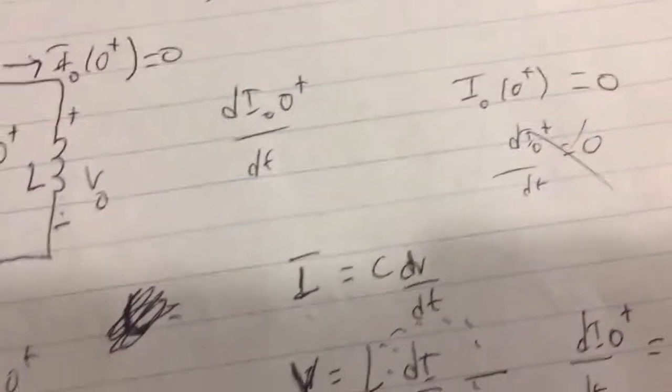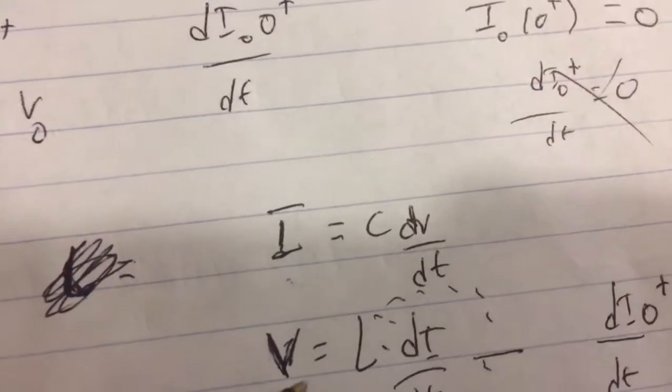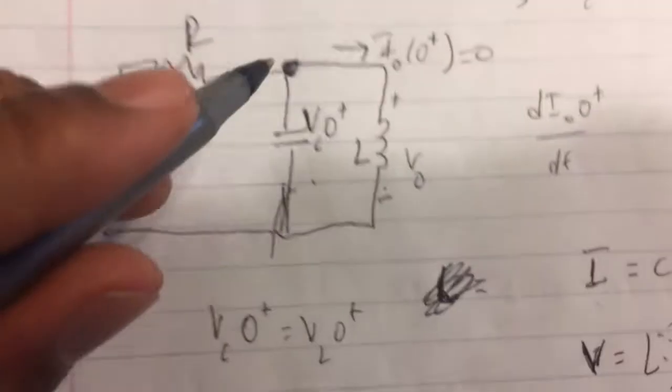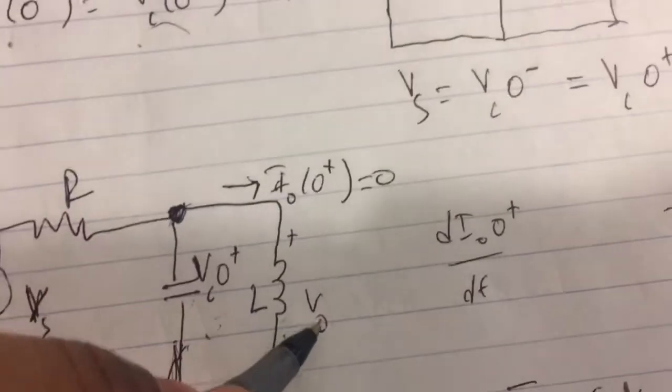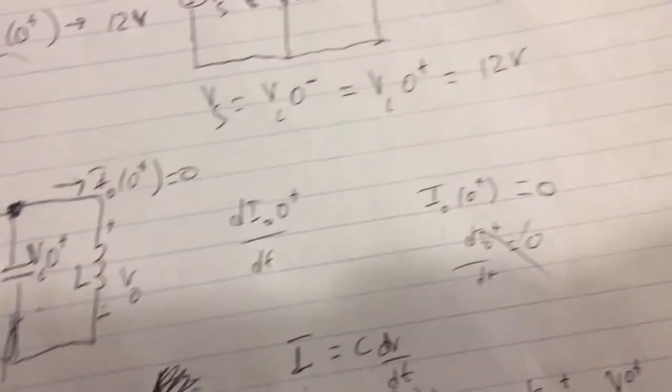Okay. So we're just going to switch all these things. Let's call this Vc(0+). And here, Vc(0+) is equal to v₀(0+), right? Vc(0+), because they're in parallel, they have the same voltage.